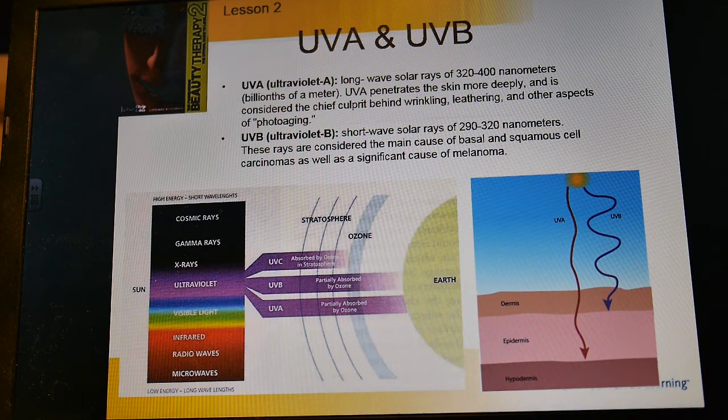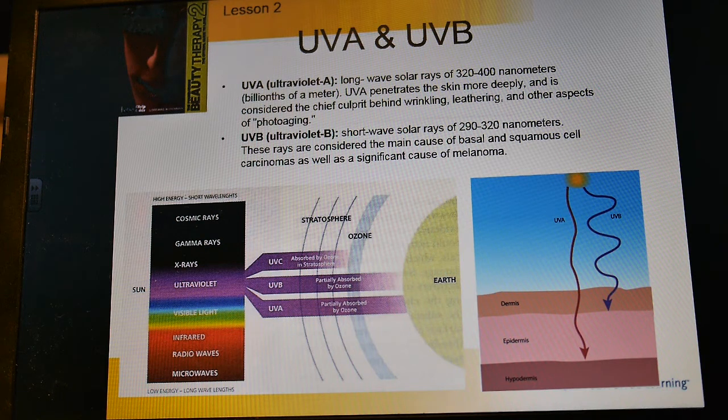Okay, so the UVA really is something that you just need to know. UVA penetrates the skin a lot deeper and is the main culprit of photoaging. So that's what will accelerate our wrinkling, the leathering effect that you can get if someone goes in the sun quite a lot. That's the part that will damage your skin and penetrate deeply. The UVB is what we need to be careful of, because these rays will cause carcinomas or melanoma. So these are the cancerous rays. These are the ones that do the biggest amount of damage.